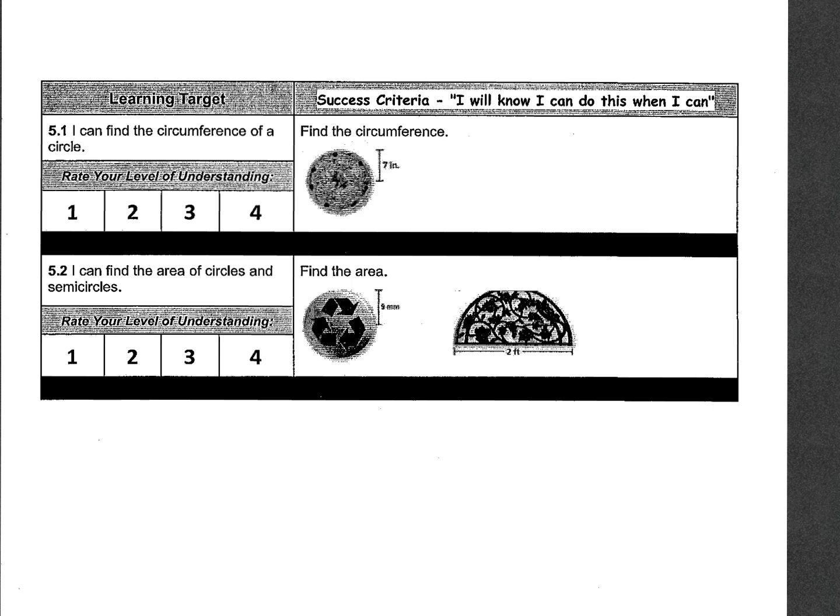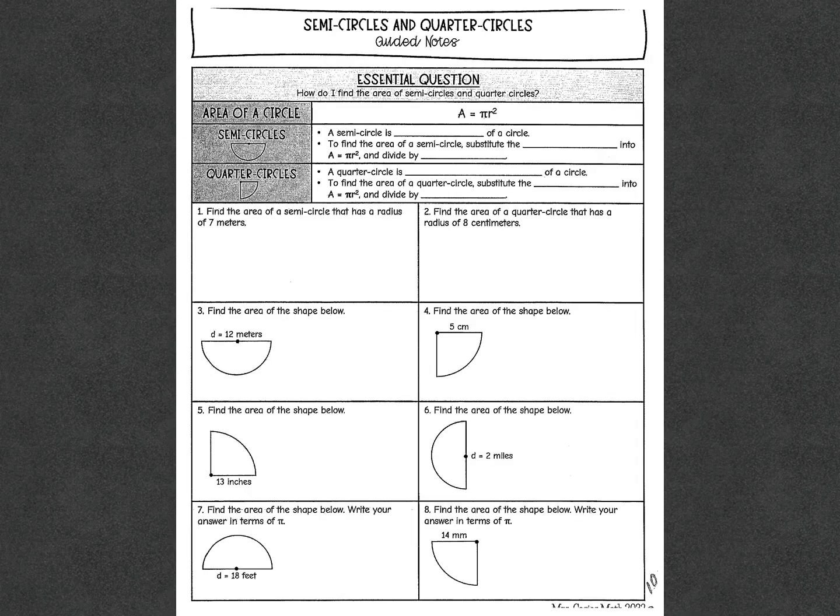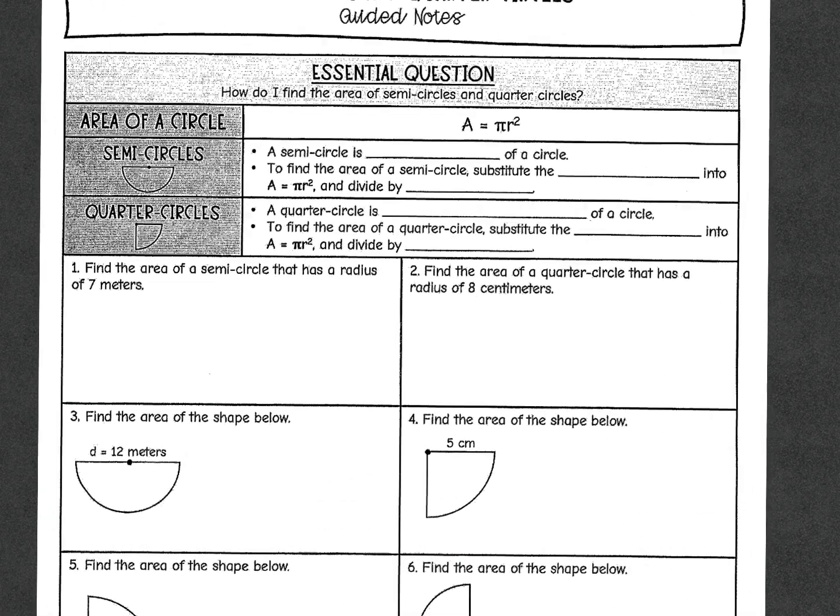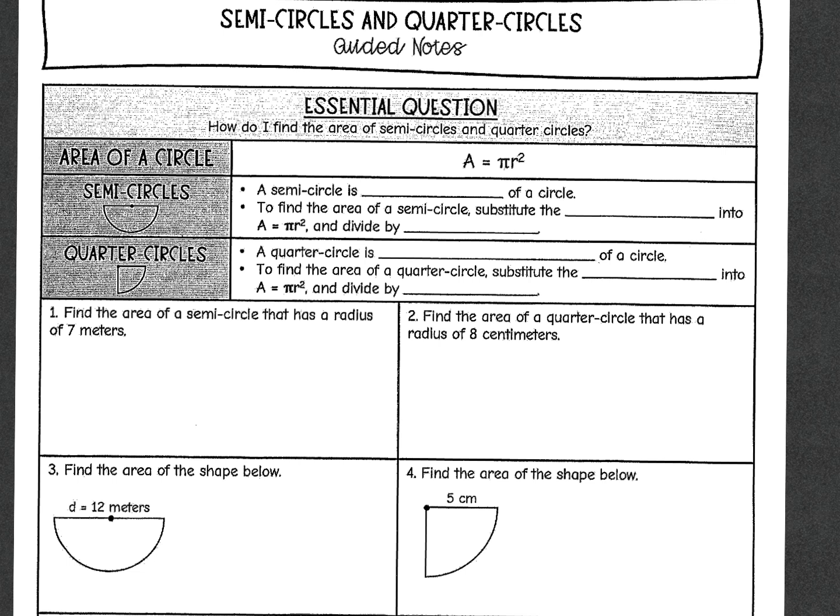All right, in this lesson, we are going to talk about finding the area of a semicircle, so a half of a circle. By the time we're done, you will be able to find the area of a semicircle. We're going to talk about quarters also. It essentially all starts from the same thing that we've been working on. You must use the area formula, pi r squared.